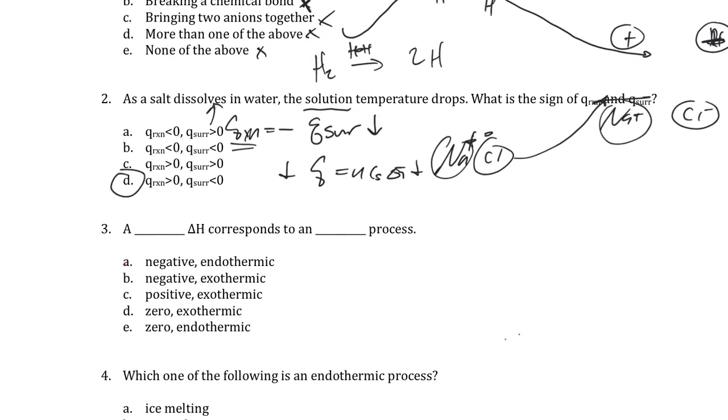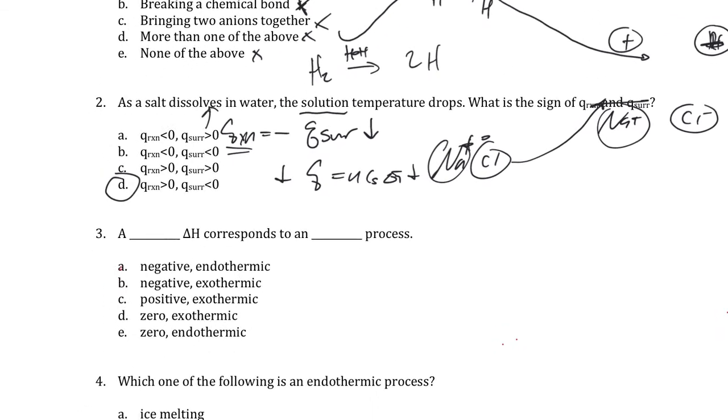A blank delta H corresponds to a blank process. So a negative delta H would correspond to an exothermic process. A positive delta H would correspond to an endothermic process. A zero delta H. So if delta H is zero, it would be no change in energy. I don't think we gave this word. I wouldn't expect you to pick this word out of the list, but isothermic would be the word there for the reactants and products having the exact same energy.